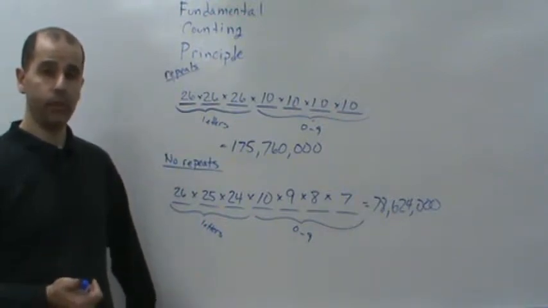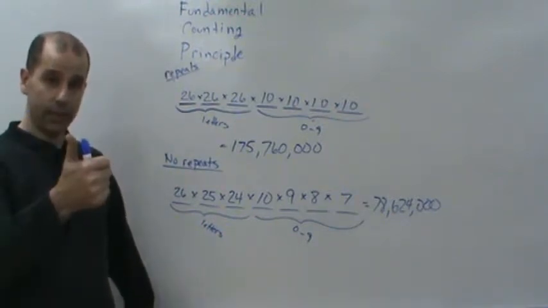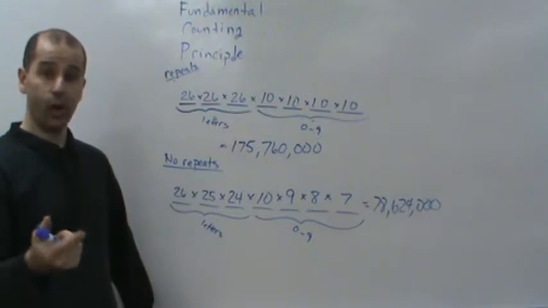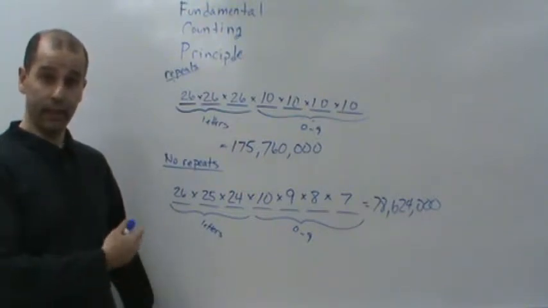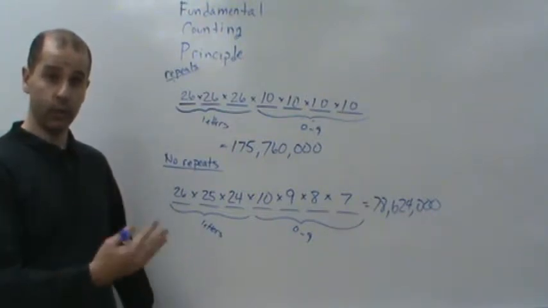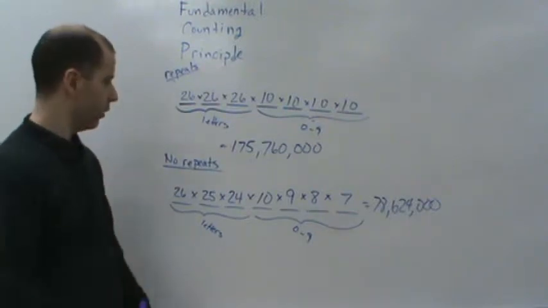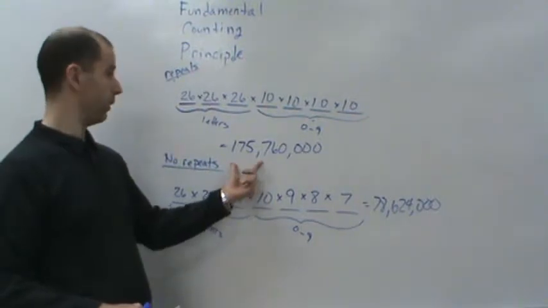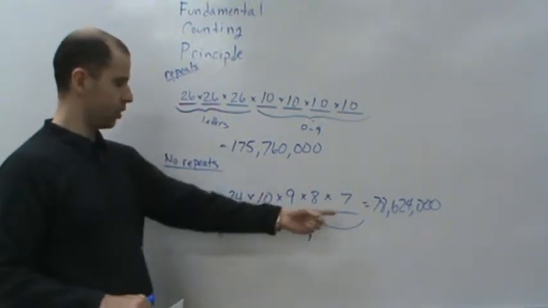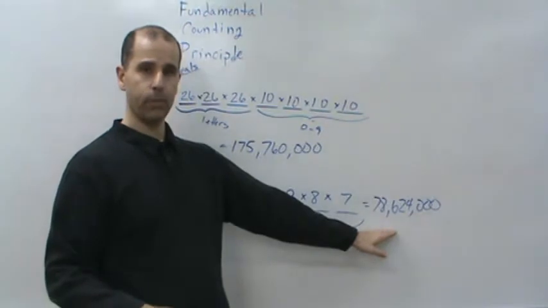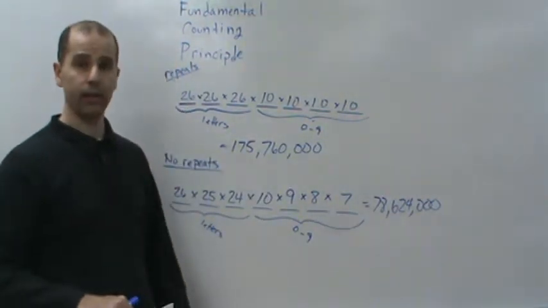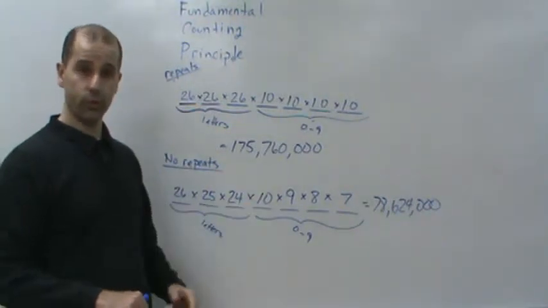Well, what do I need to know? I need to know how many possible license plates there are, the sample space, the sample size, right? And then I also need to know how many outcomes there are that give me a license plate that has no repeats. Do we know those numbers? Yes. We know that this is the total number of possible license plates we can have, allowing for repeats, and this is the total number of license plates we can have that don't allow for repeats. All I need to do to find the probability is divide those two numbers.